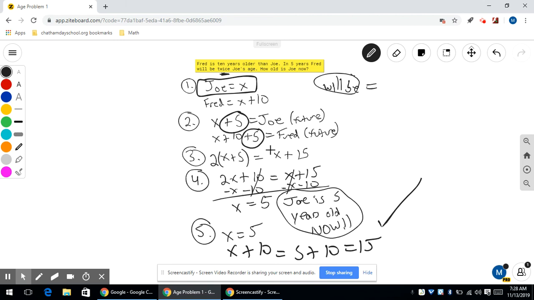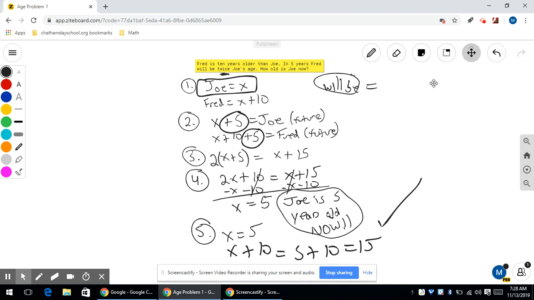Anyway, so we have our equation here, right? This is Joe's age, but since it says in 5 years, Fred will be twice Joe's age, that's why we multiply by 2. We distribute: 2 times x is 2x, 2 times 5 is 10, equals Fred's age, x plus 15. Remember, I combined 10 and 15 just to simplify it. Then we solve, we subtract. We get x equals 5. 5 represents Joe's age in the present moment, right now. And then we check our work by plugging it back in, and we know everything is correct.